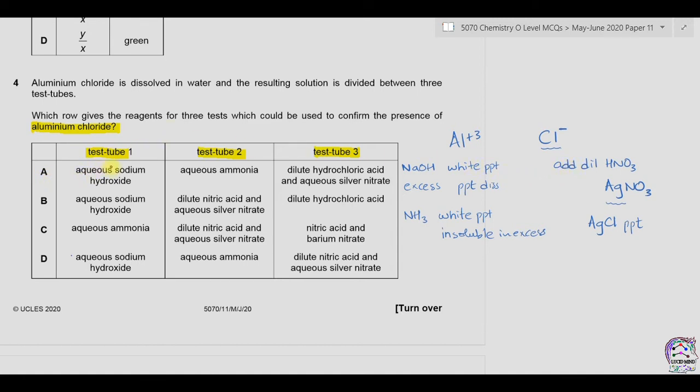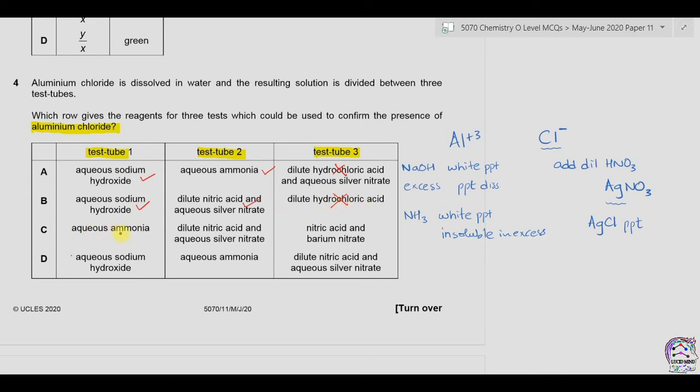A says in test tube 1 we have aqueous sodium hydroxide, so it could be used. In test tube 2 again aqueous ammonia, so this can also give a positive result. In test tube 3 we have dilute hydrochloric acid and aqueous silver nitrate. Now we are not going to use hydrochloric acid, but instead of hydrochloric acid we use nitric acid. B, aqueous sodium hydroxide, then we have dilute nitric acid and aqueous silver nitrate. This is also correct for chloride ion. In test tube 3 we have dilute hydrochloric acid, so this is not used.